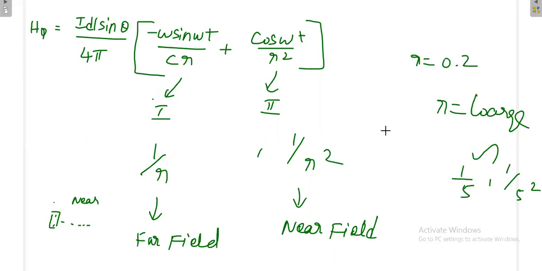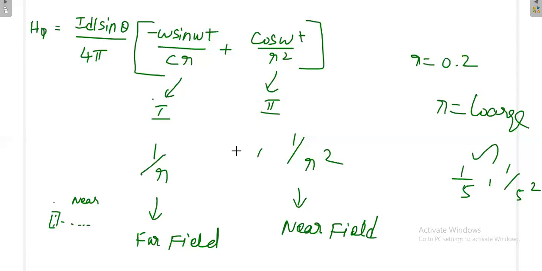In some cases 1 by R cube also will come, then definitely that is near field only, because 1 by R square itself is a near field. So in case of antenna analysis, definitely we will have two fields. One is near field and another one is far field. Finally, only far field is important, but at this moment I will write everything.